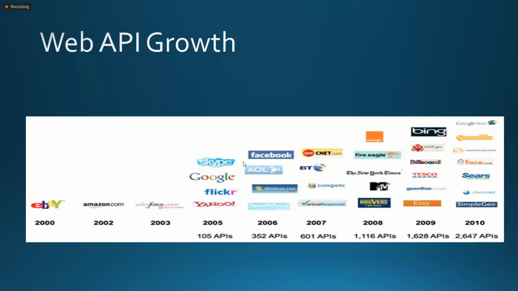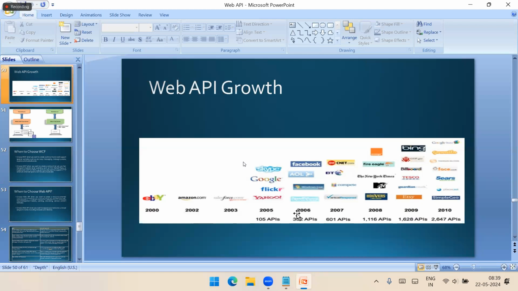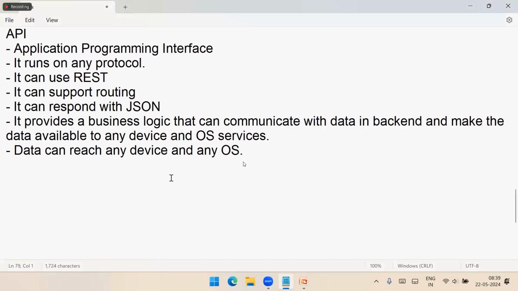Actually, they are not latest. They are there from 2000 onwards. But now they have become a trend. That means they are more in use because people are using so many APIs now. This is the concept of API, right? What is the concept of API?